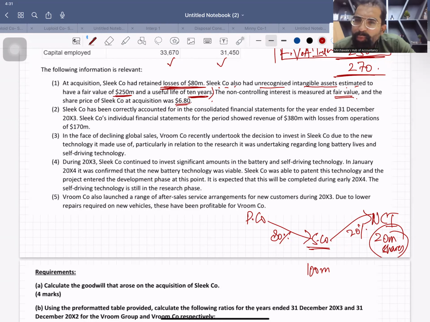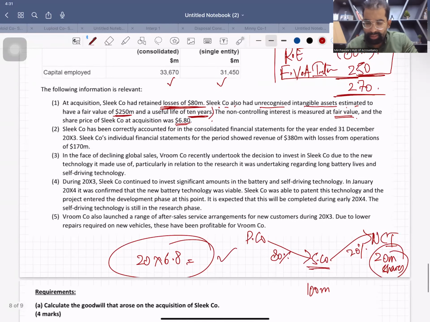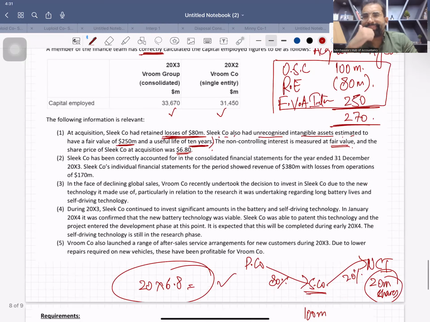So if you want to calculate the fair value of NCI, just simply calculate the fair value of these 20 million shares. So what is the share price of one share? It's 6.8. So you will multiply 20 by 6.8. This will be your fair value of NCI, my dear students.